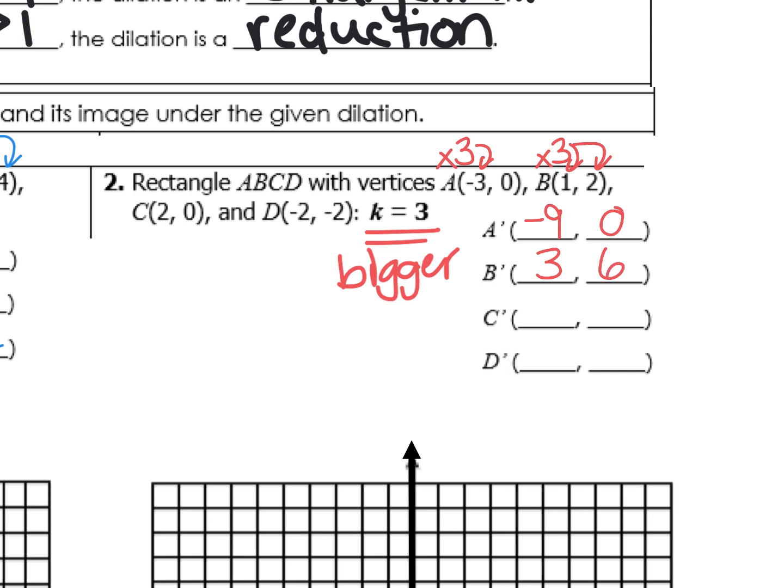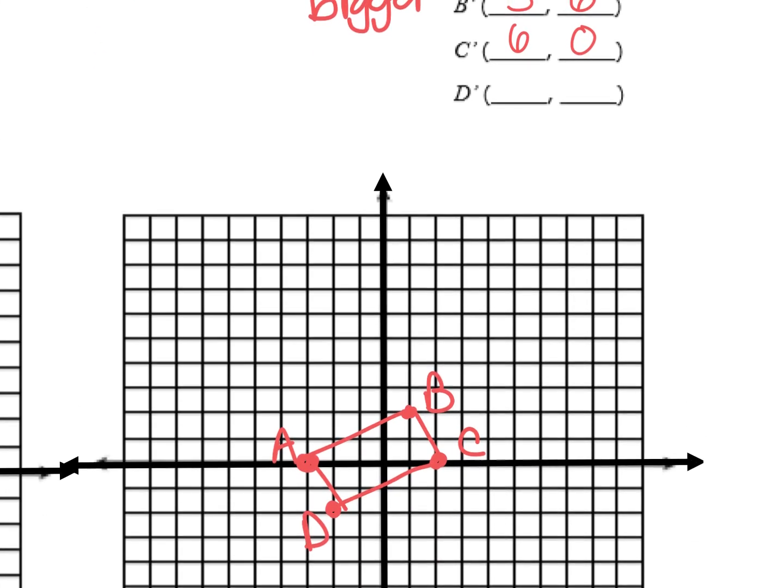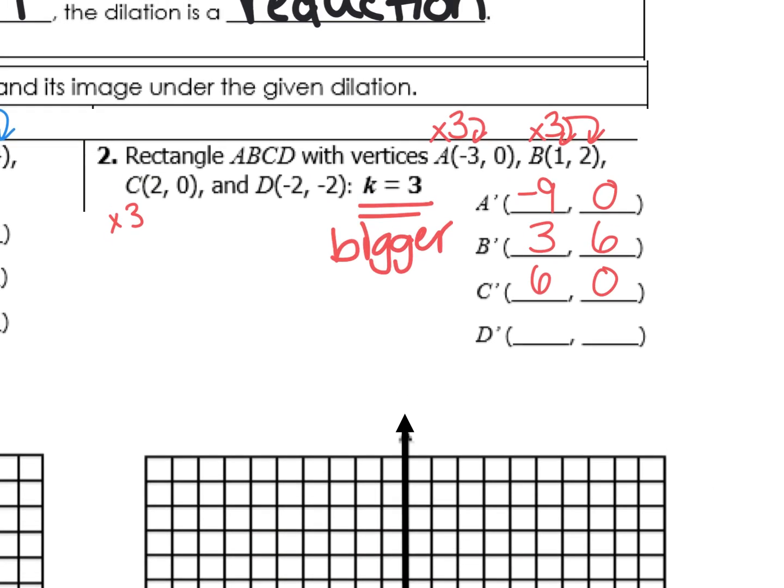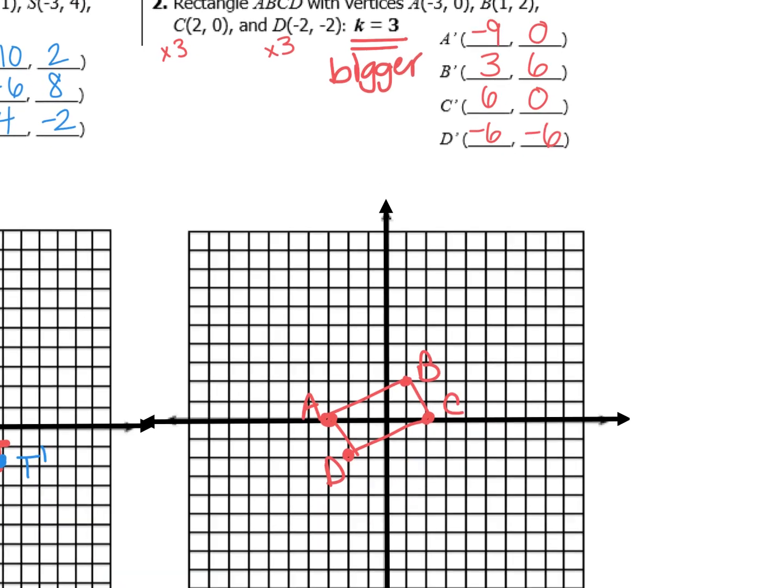For C, we've got 3 times 2 is 6, and then 3 times 0 is 0. And then for D, 3 times -2 is -6. And again, 3 times -2 is -6. So D prime will be at -6, -6.